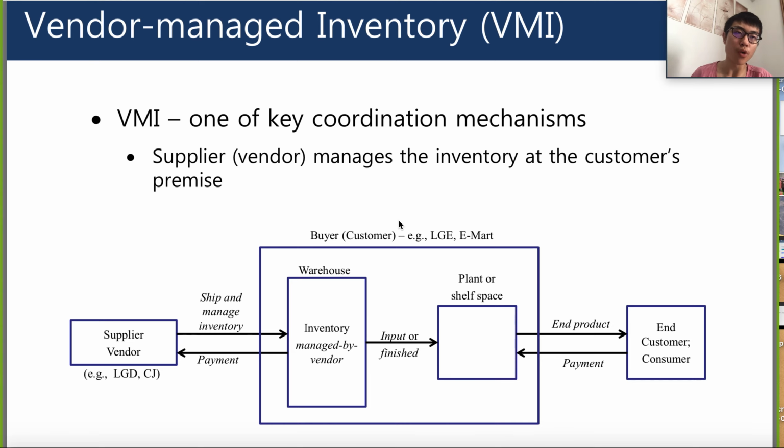So I mentioned before the meaning of vendor managed inventory is basically that the customer outsources the task of managing inventory to the supplier. So now the supplier will not only supply the inventories for the customer, but they will also take on the task of managing the inventories at the customer's premises. So now they have two tasks to do.